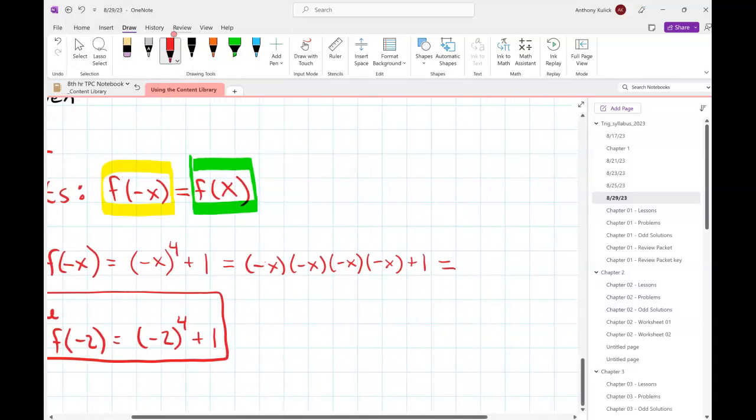Now, I have 4 things that are negative, right? If I multiply 4 negatives together, what do I get? A positive, right? If I multiply 4 negatives together, I get a positive. Everybody agree? Okay. And if I multiply 4 x's together, then what do I get? Not 4x, x to the 4th. You're right. If I added 4 x's, I'd get 4x. If I multiply 4 x's, I get x to the 4th.